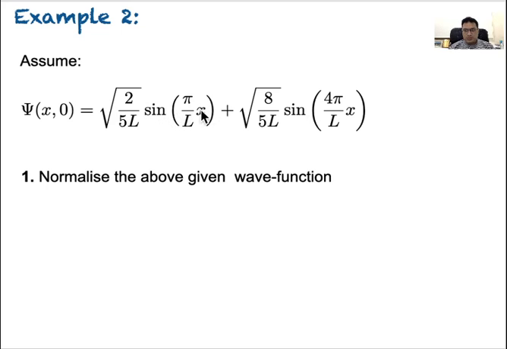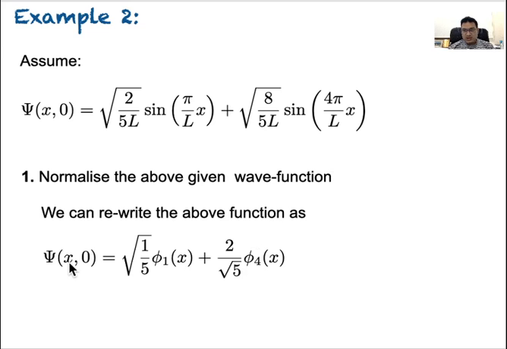What I mean is that you have to identify what is your phi 1, what is your phi 2, and so on. So it is clear that this part looks like phi 1, and this part looks like your phi 4, because the general wave function for a particle in a box is psi n equal to square root of 2 over L sine n pi over L times x. So n is 4 here, and then accordingly we have to adjust this prefactor, because in the general case it's square root of 2 over L. So the wave function is written as square root of 1 over 5 times phi 1 of x plus 2 over square root of 5 phi 4 of x.